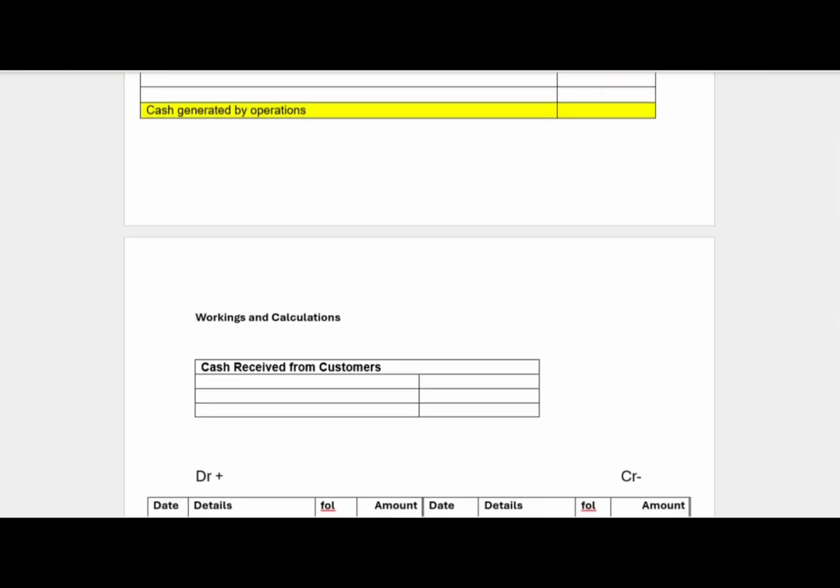Calculations, cash received from customers. Number 1, you're going to need your sales or revenue. Sales or revenue. Right? That's the number 1 item that you need. All right.